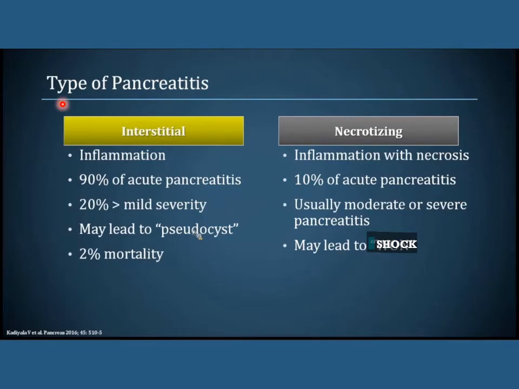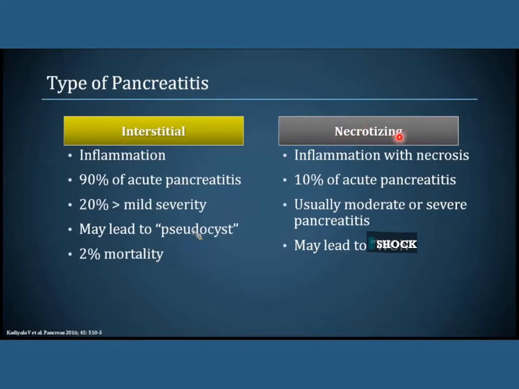This release of these enzymes triggers two types of inflammatory process. One is known as the interstitial type, and the other one is the necrotizing type. The milder form is the interstitial type, which is an acute inflammatory process, and 90% of patients with acute pancreatitis fall into this category. The inflammation is usually mild in severity and may lead to the formation of a local collection of fluid and cirrhosis. This type of inflammation is associated with a lower mortality of 2%.